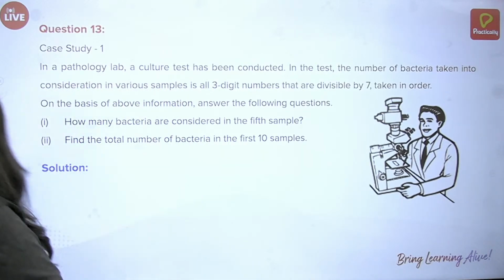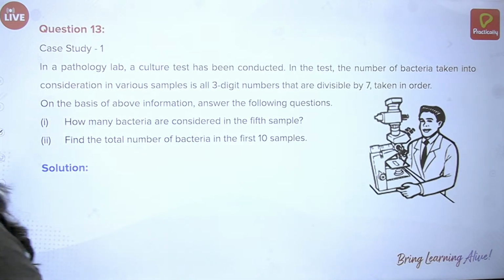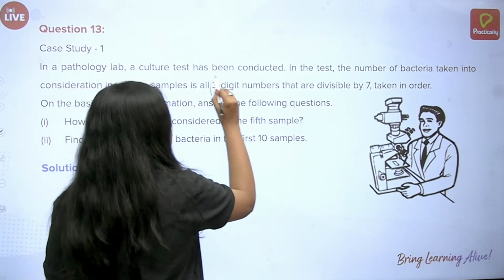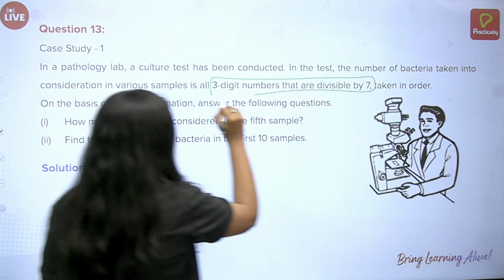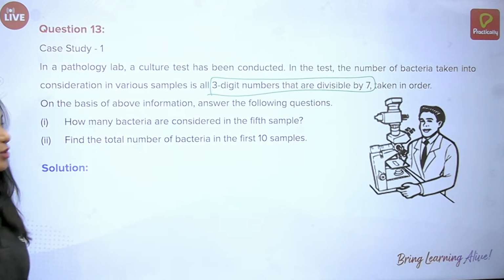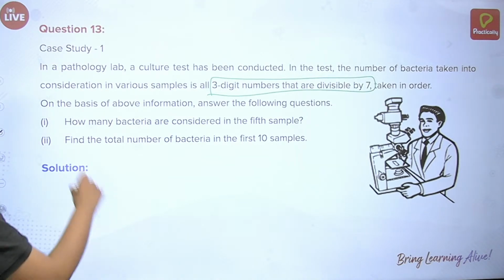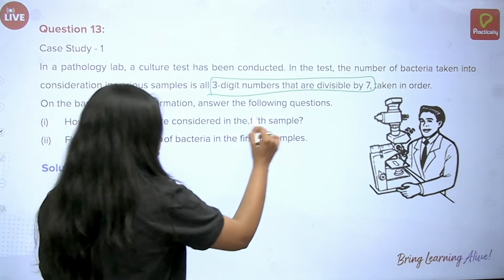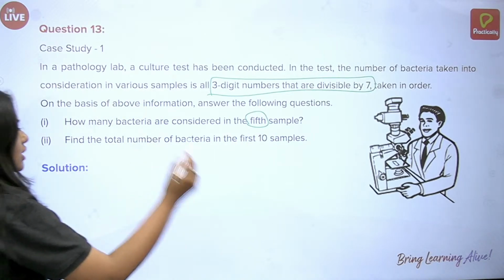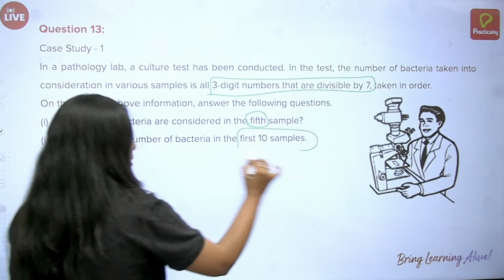Too good. Okay, in a pathology lab, a culture test has been conducted. In the test, the number of bacteria taken into consideration in various samples is all 3-digit numbers that are divisible by 7, taken in order. On the basis of the above information, answer the following questions. How many bacteria are considered in the 5th sample? Find the total number of bacteria in first 10 samples.